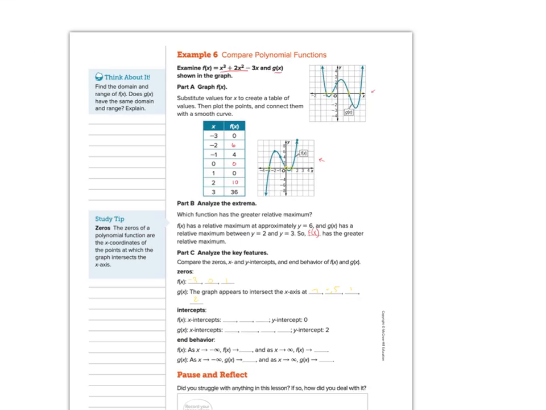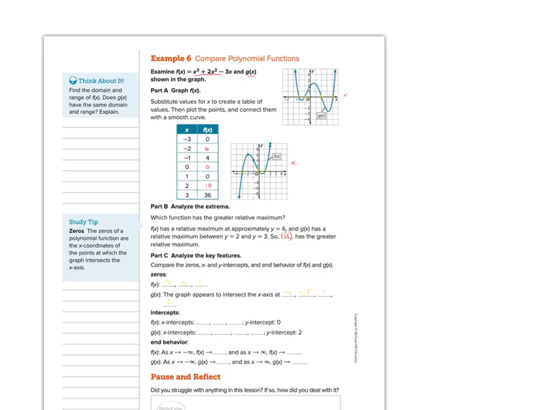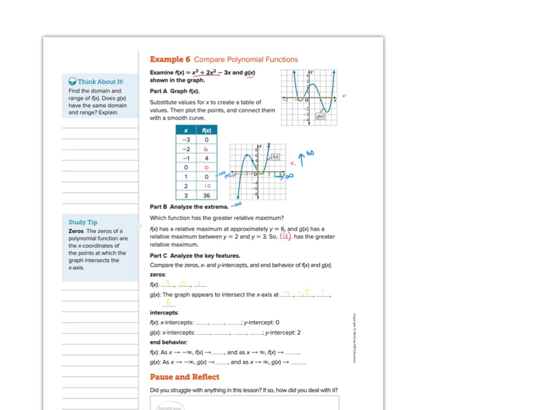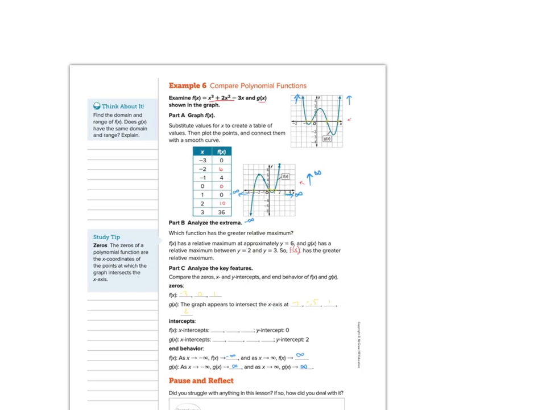And then the end behavior, f of x: as x approaches infinity, y approaches infinity. As x approaches negative infinity, y approaches negative infinity. For g of x, we're going positive, so we're approaching positive infinity in both cases.